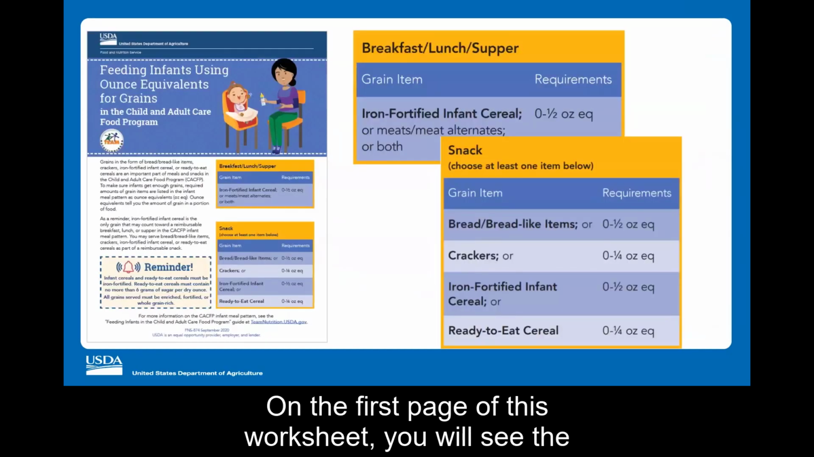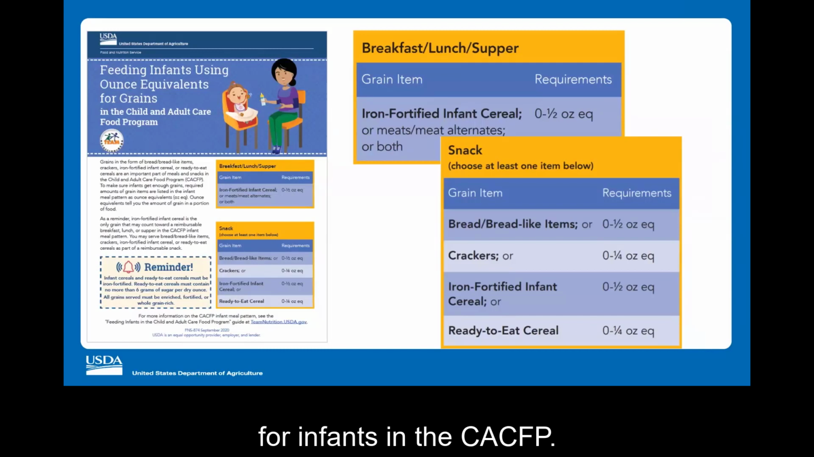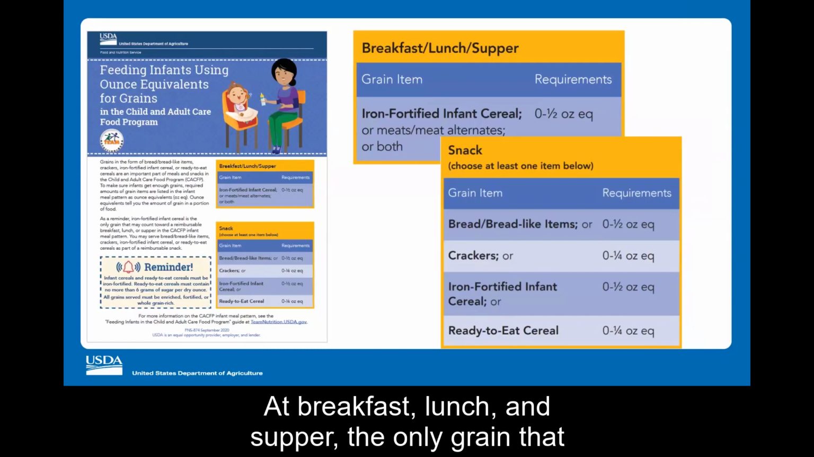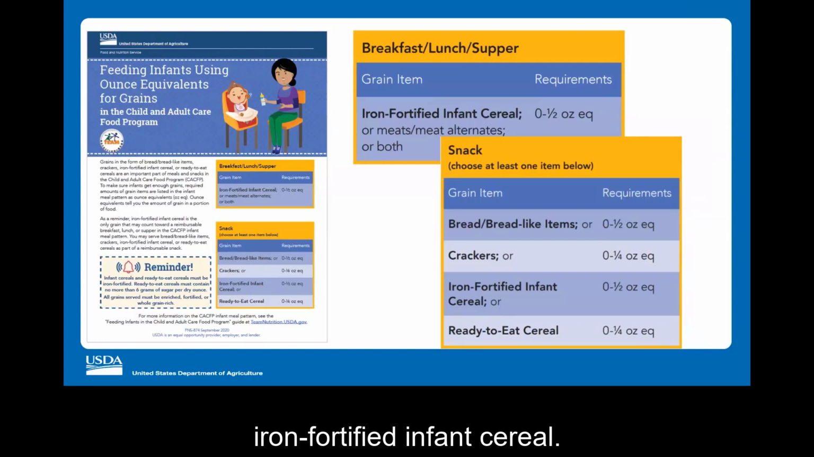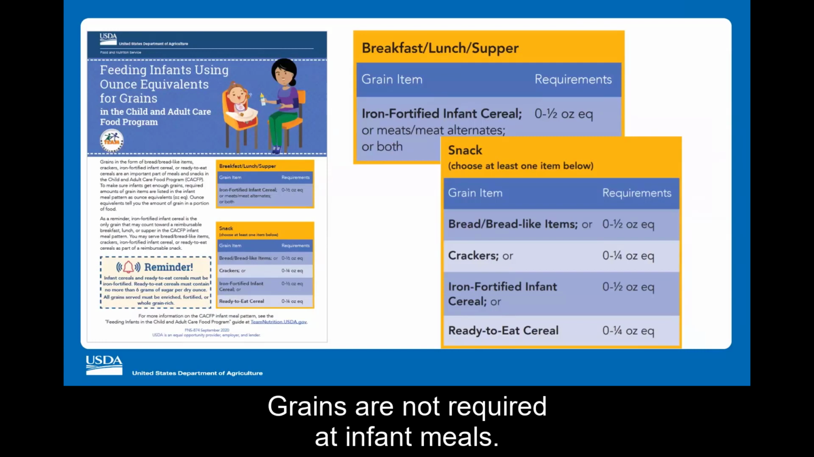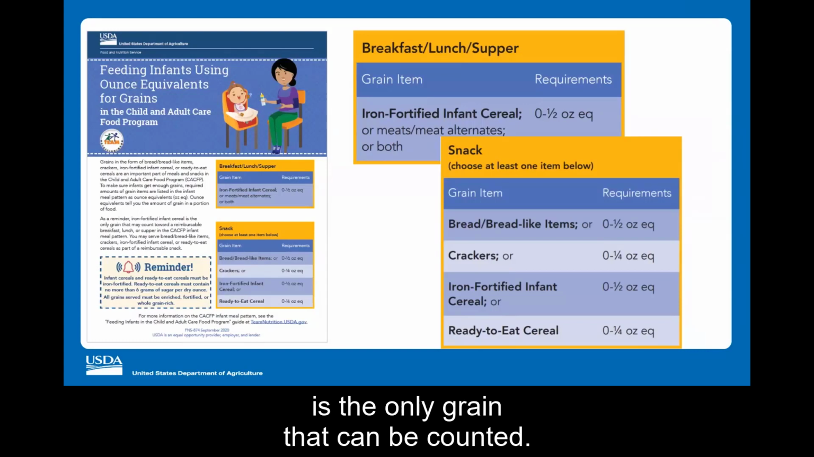So on the first page of this worksheet, you'll see the types of grains allowed at meals and snacks for infants in the CACFP. At breakfast, lunch, and supper, the only grain that can be credited toward those reimbursable meals is iron-fortified infant cereal. Grains are not required at infant meals, so if you do serve grains, iron-fortified infant cereal is the only grain that can be counted.